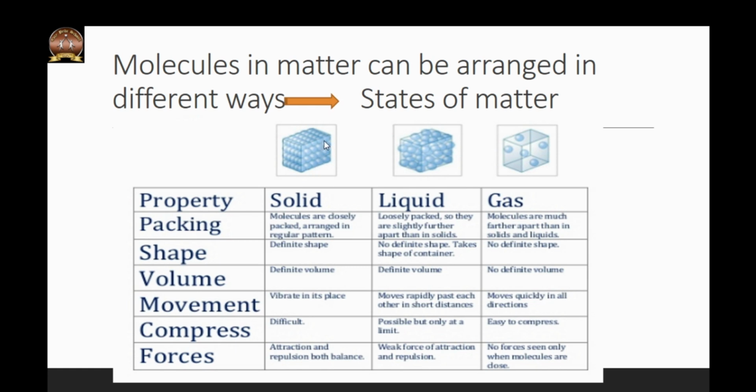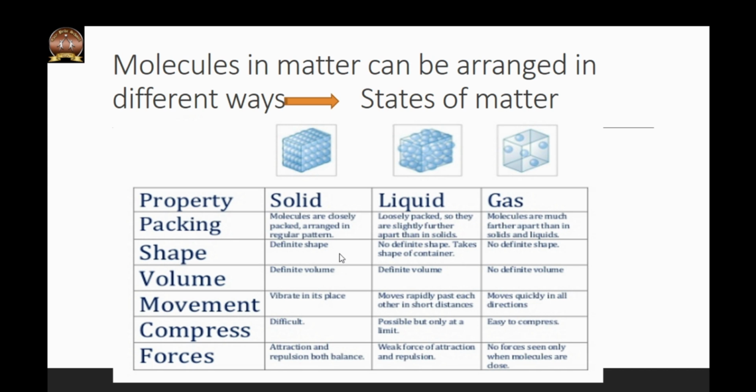The molecules are packed in a very tight and organized manner, in a very structured way in solids. In liquids, the molecules are packed loosely, so they are slightly further apart than in solids. And in gases, the molecules are so far apart that they do not associate with each other at all.